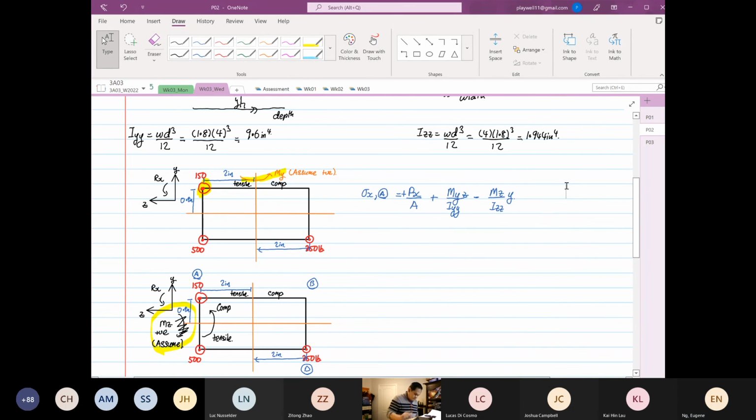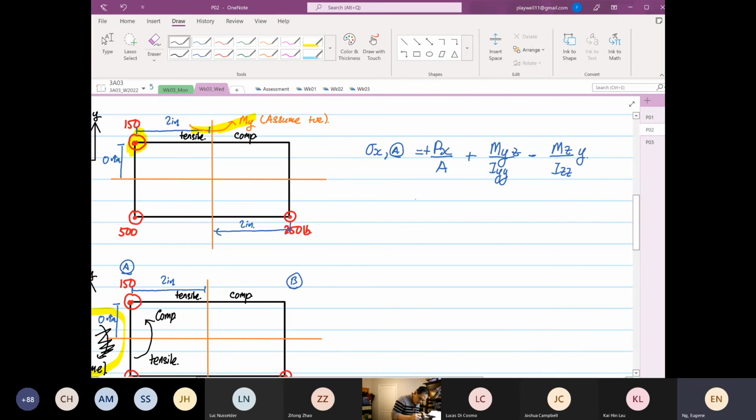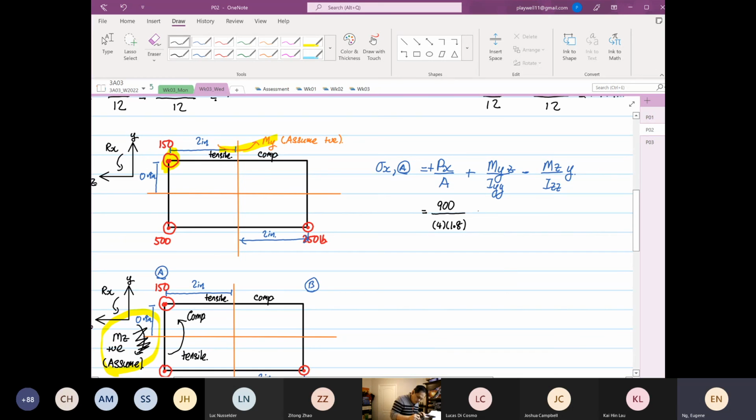So we have our Px. We calculated our Px to be 900, so we got the direction right already. The area we have not calculated yet, so it's 4 multiplied by 1.8, that is straightforward. Plus, we have calculated our My. My is 800.